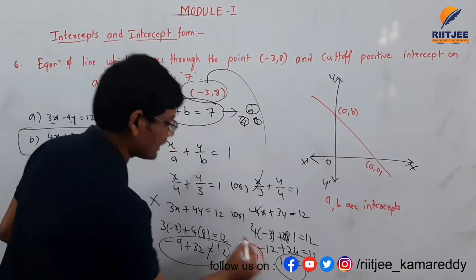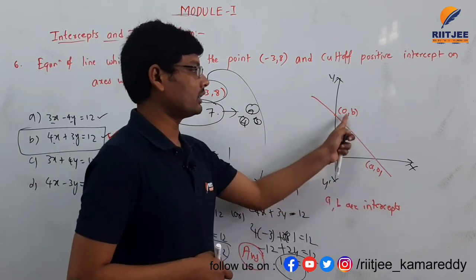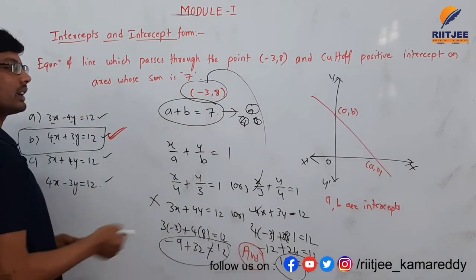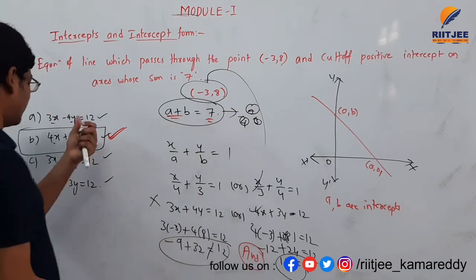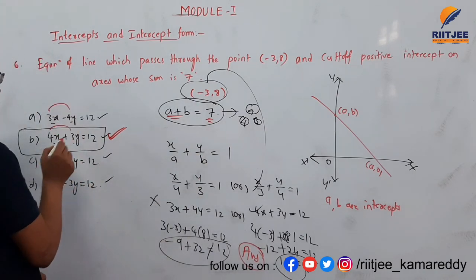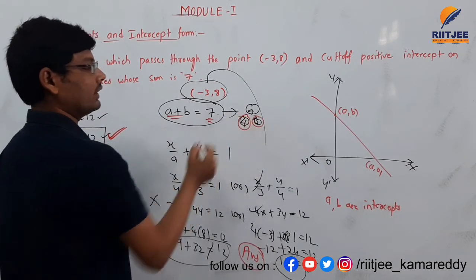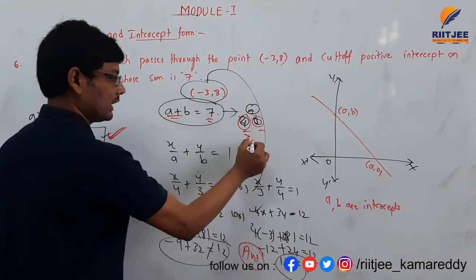So first understand this question. This is the coordinate axes I am taking, a comma 0 and 0 comma b, where a comma b are intercepts here. He has given one point. The sum of the two intercepts is given as 7, a plus b is equal to 7. In all the options, if you look, there are combinations of 3 and 4. So it may be 4 and 3 or it may be 3 and 4.